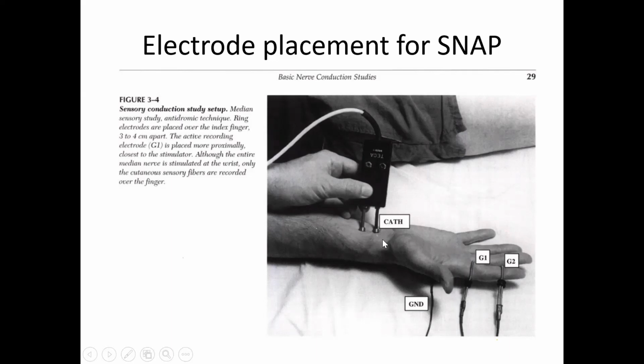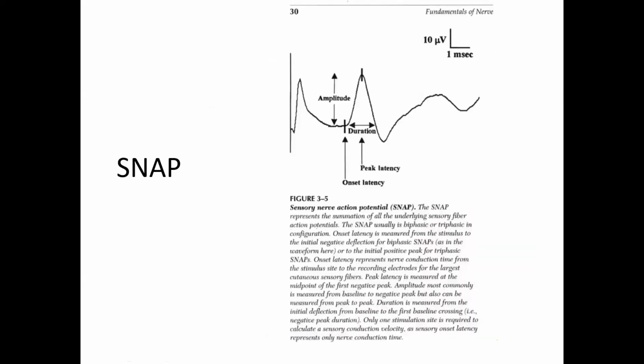index finger. And you are stimulating at the wrist, and the cutaneous nerve fiber endings are recording the SNAP. The SNAP amplitude, the SNAP usually tends to be biphasic or triphasic. The SNAP represents the summation of all underlying sensory fiber action potentials.